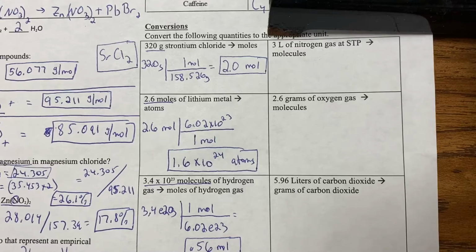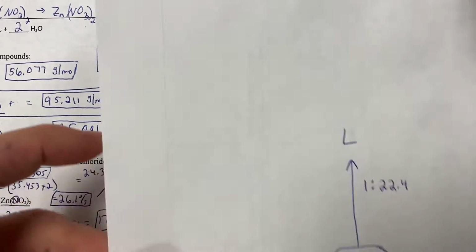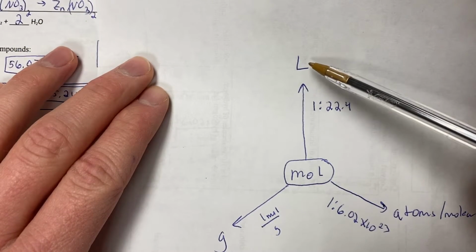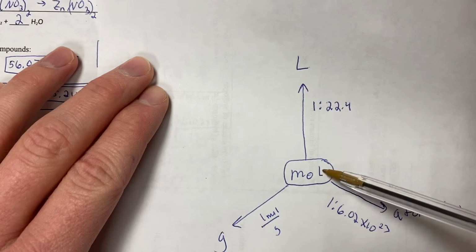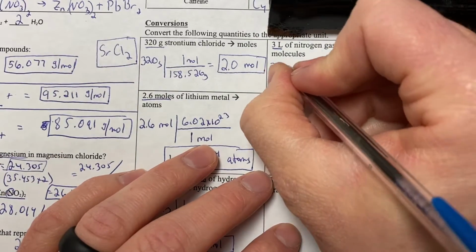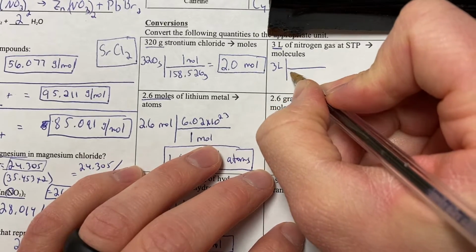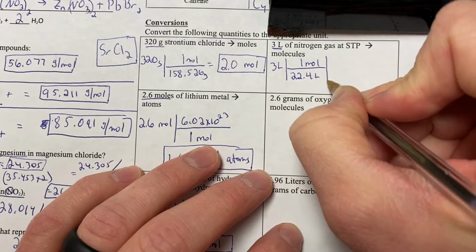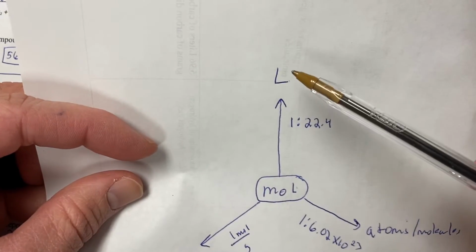Those were examples of 1-step. Now we're going to do 2-step equations. We have 3 liters, and we want to go to molecules. If I'm looking at my mole bridge, I'm starting here at this unit, which is L for liters, and I have to get to atoms. In order to do that, I've got to convert from liters to moles, and then from moles to atoms. As always, start with the number they gave you, which is 3 liters. For every 22.4 liters, there is 1 mole. That's the first step, so I've gone from liters to moles.